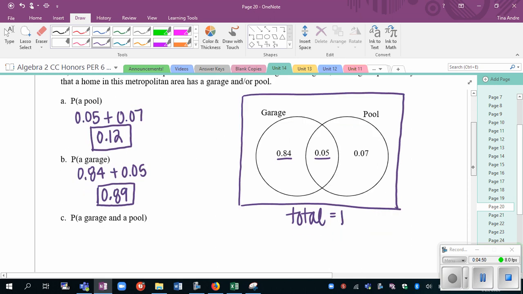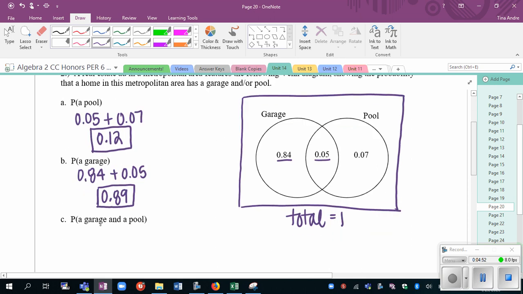And then the next one, the probability of a garage and pool. So this is our intersection, this is our overlap. So this is the 0.05.